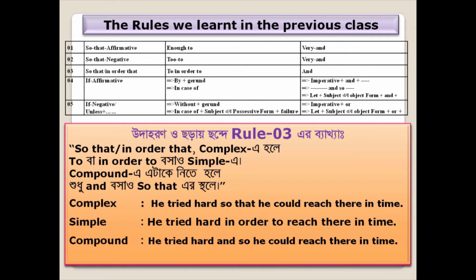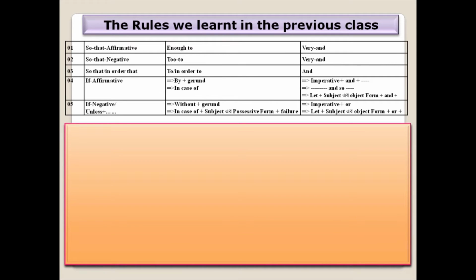Rules number 4. If there is if plus affirmative, you will have to use by plus iran in simple. In other way, you can use in case of in simple. You will have to use imperative plus and in compound.